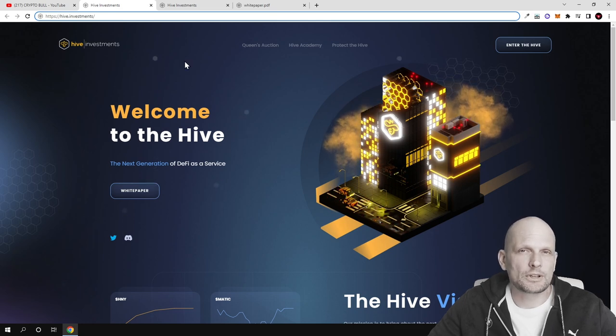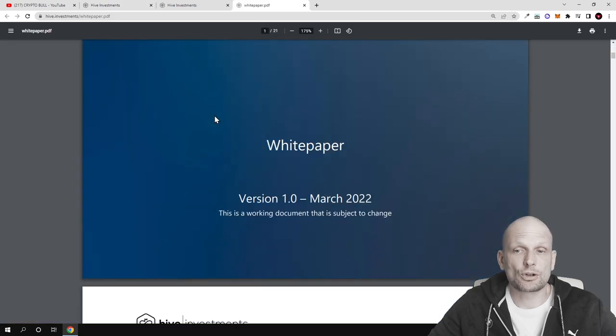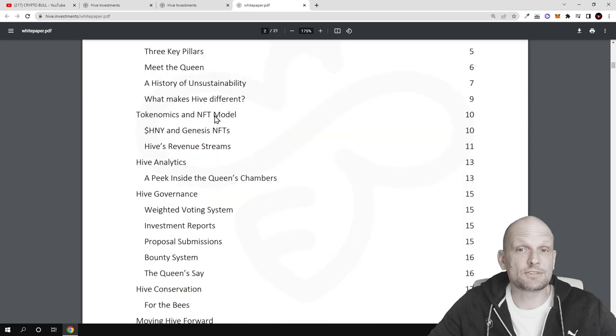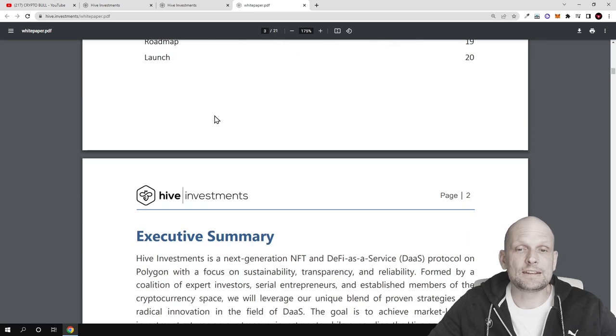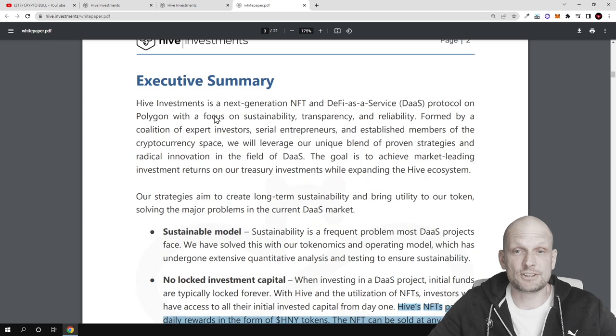And before we get through the website, guys, let's go to their white paper. I found the concept behind this project interesting. Firstly, if you are getting these NFTs, you can sell them at any time. And you can also make profits whenever you are buying these NFTs. And this project is built on Polygon Network. As you can see here, guys, executive summary about Hive Investments.